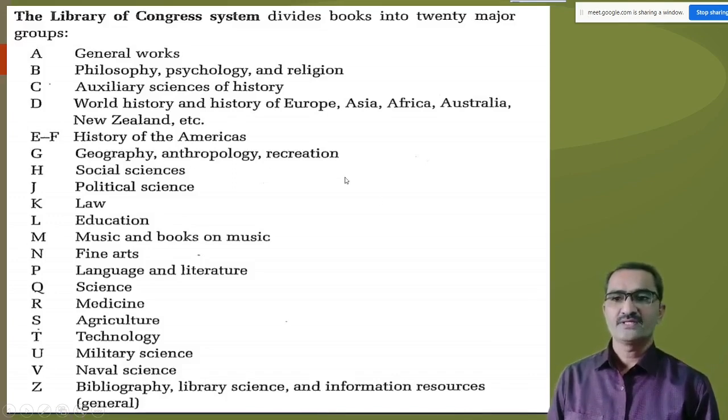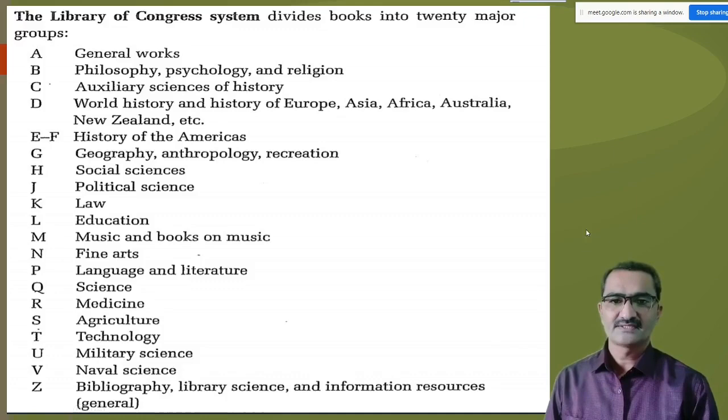Geography, anthropology, recreation is covered in G section like this. Social sciences in H. Okay. Political science J. Education, then you can say language and literature in P section. Science under the head Q section like this. Okay. So this is one system which is followed by some of the libraries.